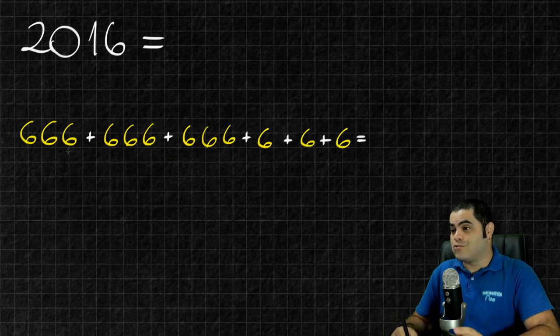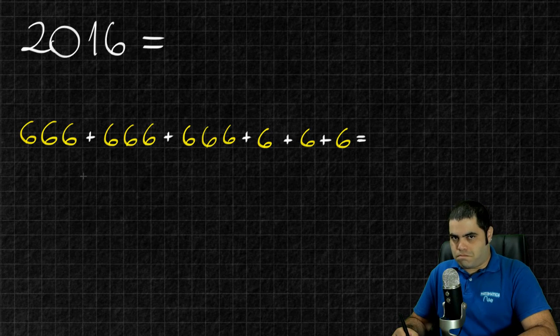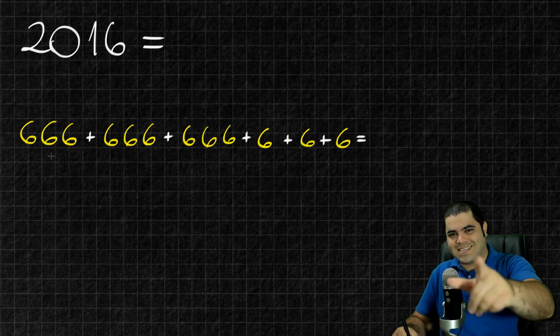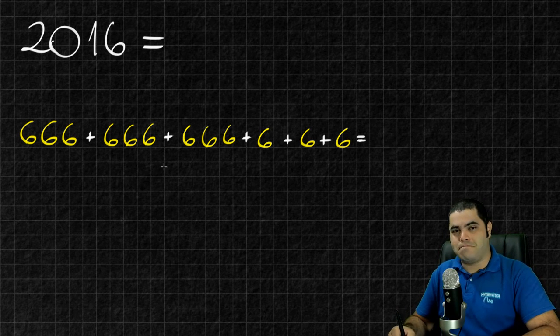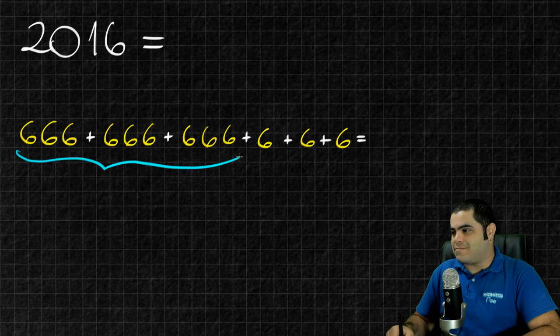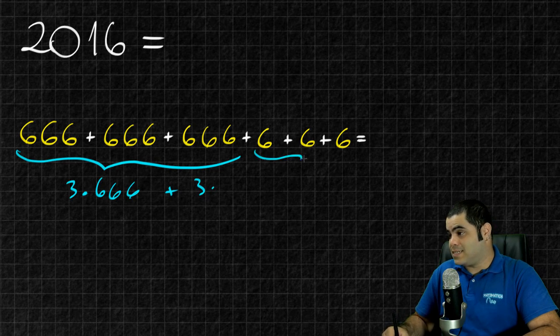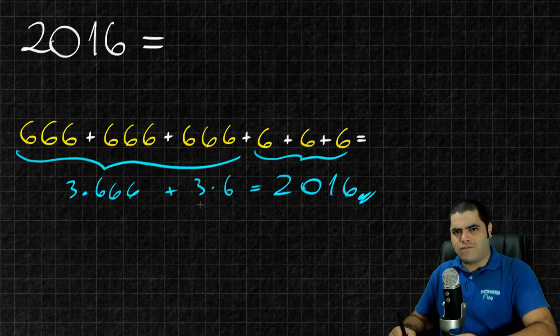2016 is also related to the number of the beast. Are you afraid of the number of the beast? 666? Well, 666, the number of the beast. Okay, so three times 666, plus three times 6, right? 3 times 6 is equal to 2016. So, the number of the beast.